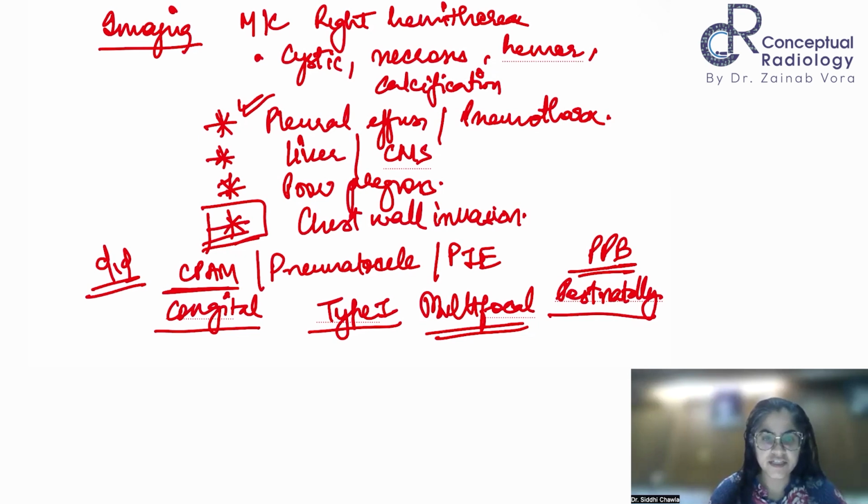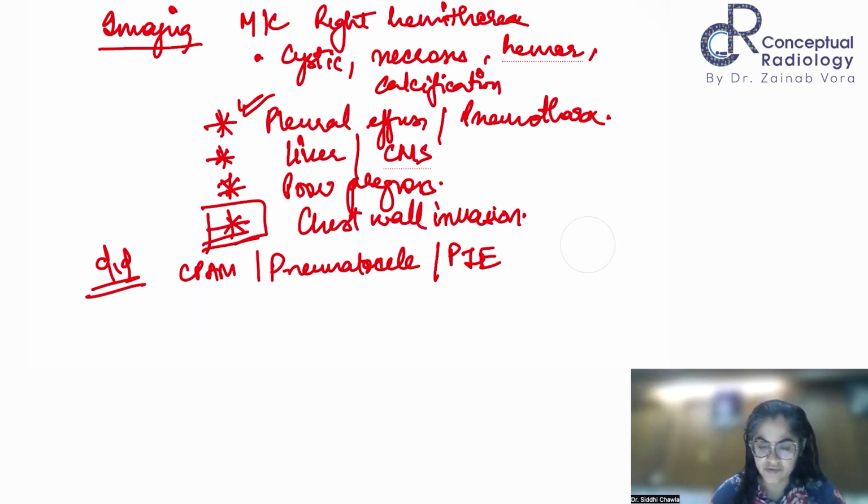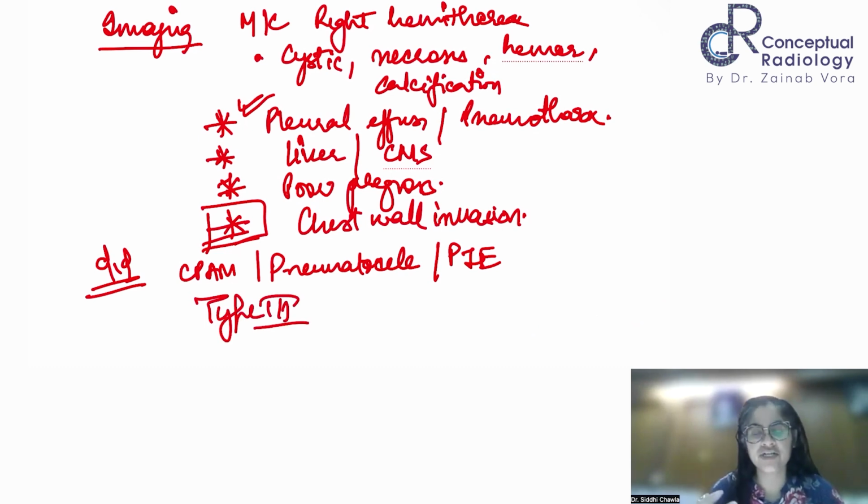So I was telling about the type 1 and how we differentiate it from CPAM. The other type that we want to differentiate is the type 3 CPAM, which is purely solid. So we want to differentiate it from the other solid masses of the chest wall. Again, as I told you, chest wall invasion is not very common in pleuropulmonary blastoma, and that is how you can suspect a pleuropulmonary blastoma in these cases.